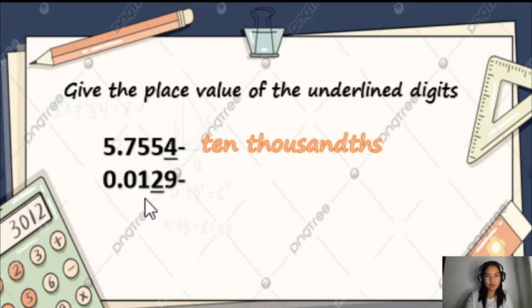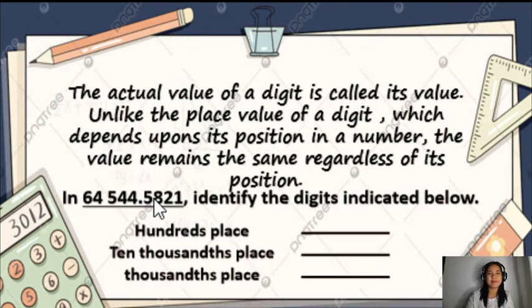Next, so we have here 129 10,000ths. So the underlined digit is 2. So this is tenths, hundredths, thousandths. So yung 2 is in the thousandths place.